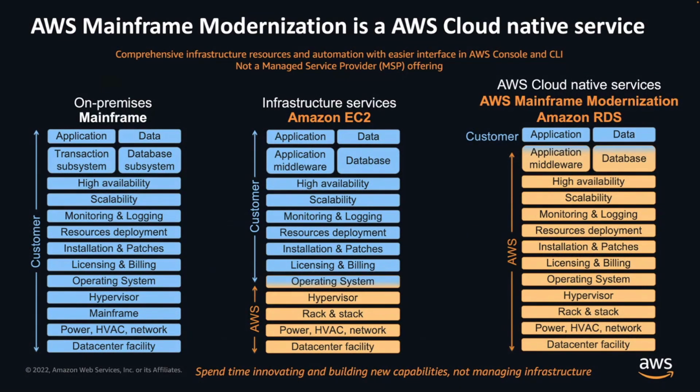AWS Mainframe Modernization Service is a cloud-native managed service. Depending on where you deploy your mainframe application, the responsibility of who manages what changes. For example, if you deploy your application in an EC2-based target environment, AWS is responsible for managing the underlying infrastructure up to hypervisor. And you are responsible for anything above it, like patching the operating system, licensing and billing, scalability and high availability and everything. With AWS Mainframe Modernization Service, you are only responsible for managing the application and data. So you can spend less time on managing the infrastructure and more time on the innovation.